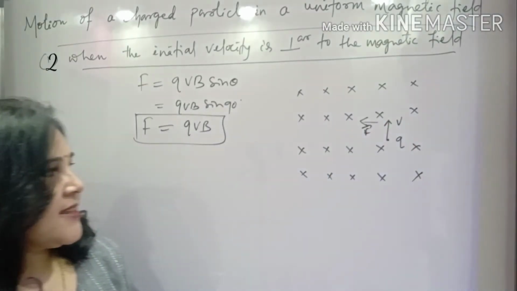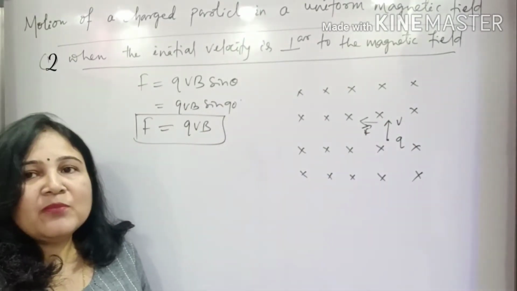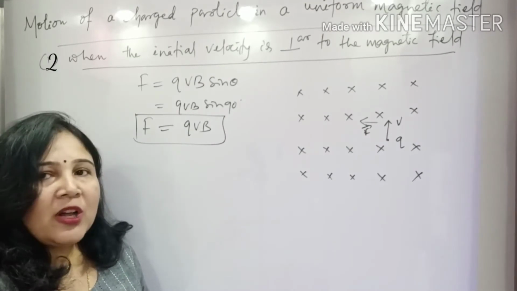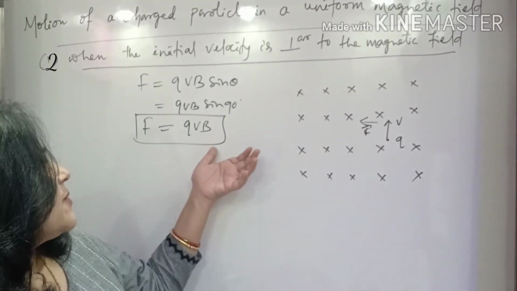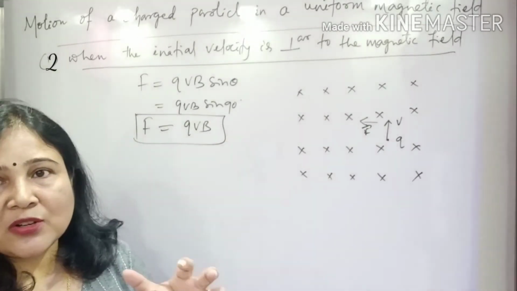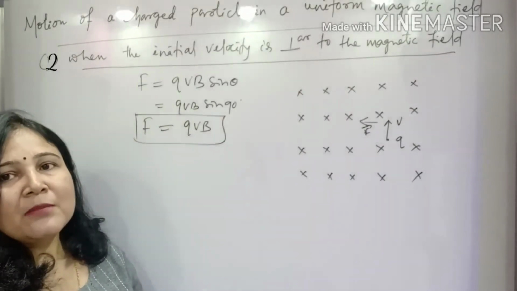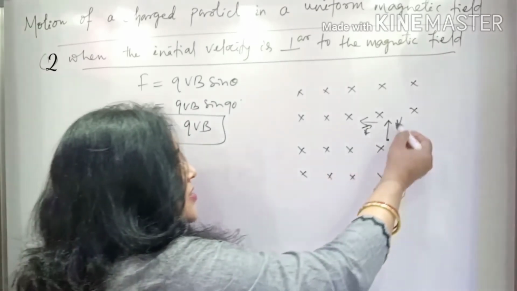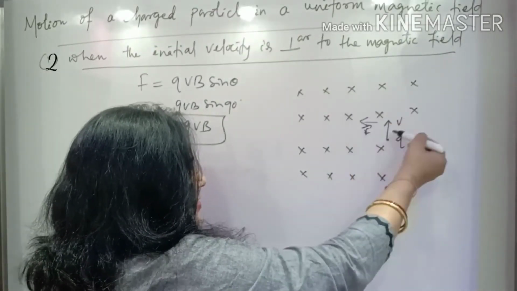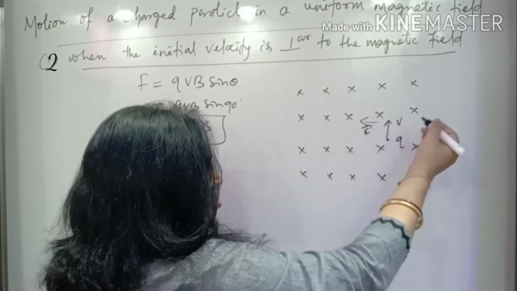So you will see that while this charged particle is moving in this magnetic field, it will always experience this much force, qvB. Its force value is not going to change. The magnitude of the force will remain the same, qvB. But what will be its direction? It is always forcing the particle towards the left side.